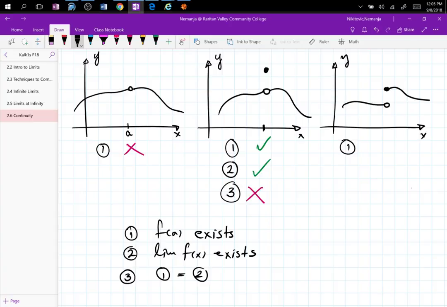Do we have rule number one passing? Okay, I see some of you shaking yes. Why? Why is rule number one passing? Because the function on the right side, there's always going to be a value because there's a closed circle. Yes. That closed circle is a point that has a y value, and that's what you're looking for. So when you're considering a, the first one is going to pass because it exists right there.